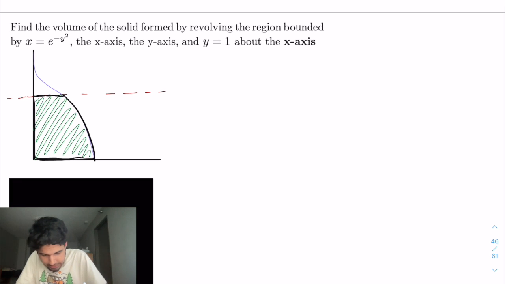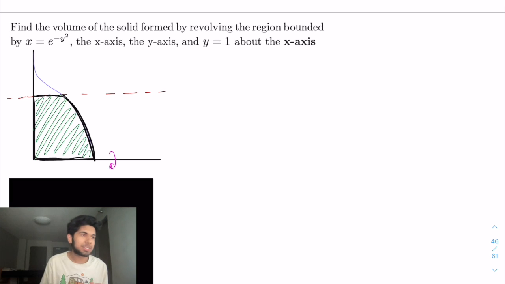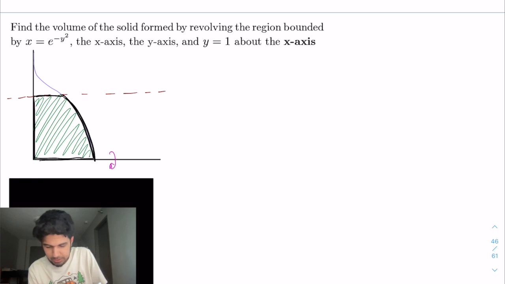And we're revolving this about the x-axis, which is a horizontal axis of rotation. So what does this look like when we revolve it around the x-axis? Well, I'll show that in just a moment. For now, let's think about what method will be used to solve this. Well, if we were using the disk method or the washer method, we would have to solve for y. So let's try doing that.